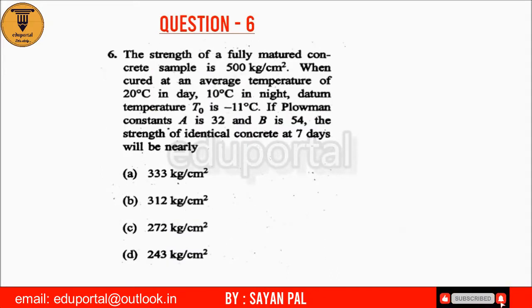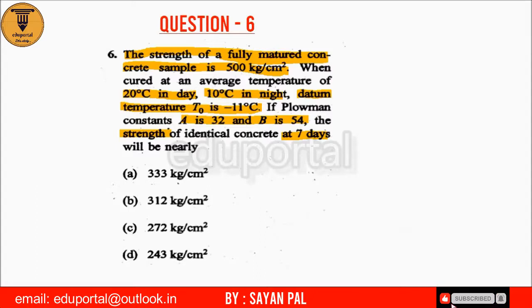Question number 6 says the strength of a fully matured concrete sample is 500 kg per cm square. Look, it is a fully matured concrete sample. Its strength is 500 kg per cm square when it is cured at an average temperature of 20 degrees Celsius in the day and an average temperature of 10 degrees Celsius in the night. Daytime temperature is given as T0 equal to minus 11 degrees Celsius. Now A and B are Plowman constants and their values are given as 32 and 54. We need to determine the strength of identical concrete at 7 days of age. Okay, so this is the question.